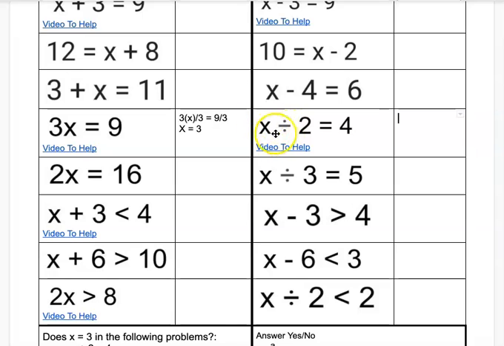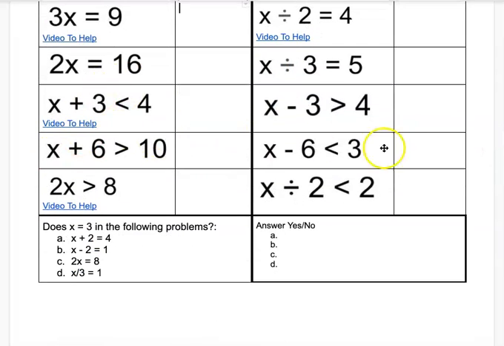And then the division problems, x divided by 2 equals 4. When you're dividing by 2, to get rid of it, you actually multiply. So x divided by 2, you can actually multiply both sides. 4 times 2. The 2's would cancel. You'd be left with x equals 4 times 2, which is 8. And 8 divided by 2 does equal 4, so that would check out. So that is how you're going to solve those types of problems.